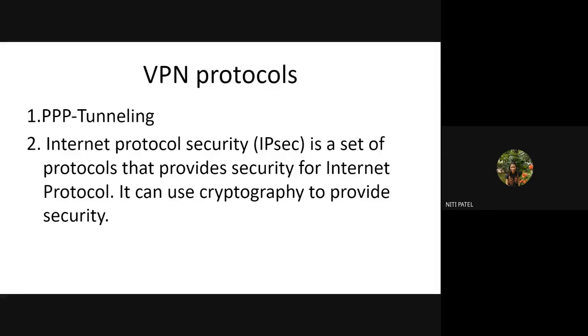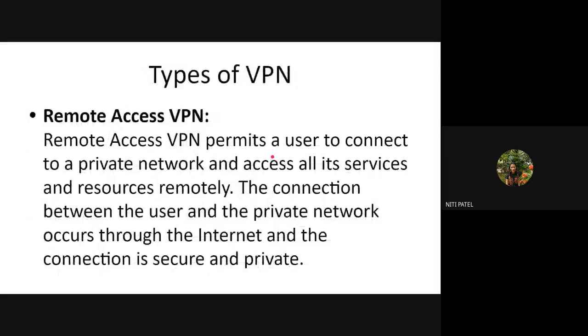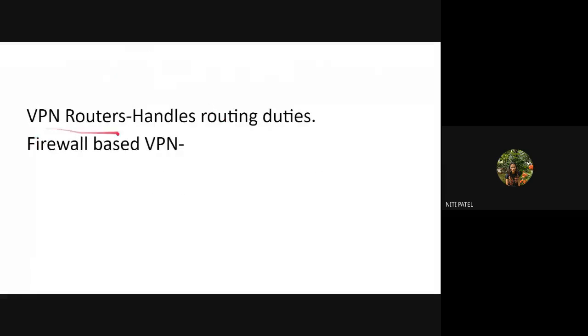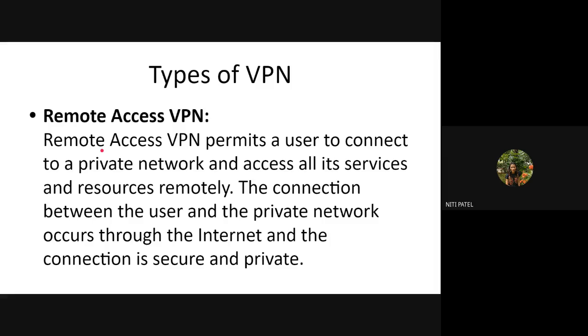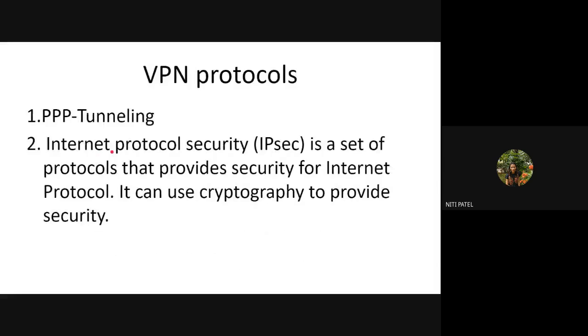Now, when I use this network, a network has certain protocols. Okay, what are those protocols? First is PPTP. What does that mean? It is a point-to-point tunneling protocol. Then I have IPsec. What is that IPsec? Internet Protocol Security. Third, I have remote access VPN, RAVPN. Then I have VPN routers, and last I have firewall based VPN. Okay, so these are the different protocols which are used by your VPN network.